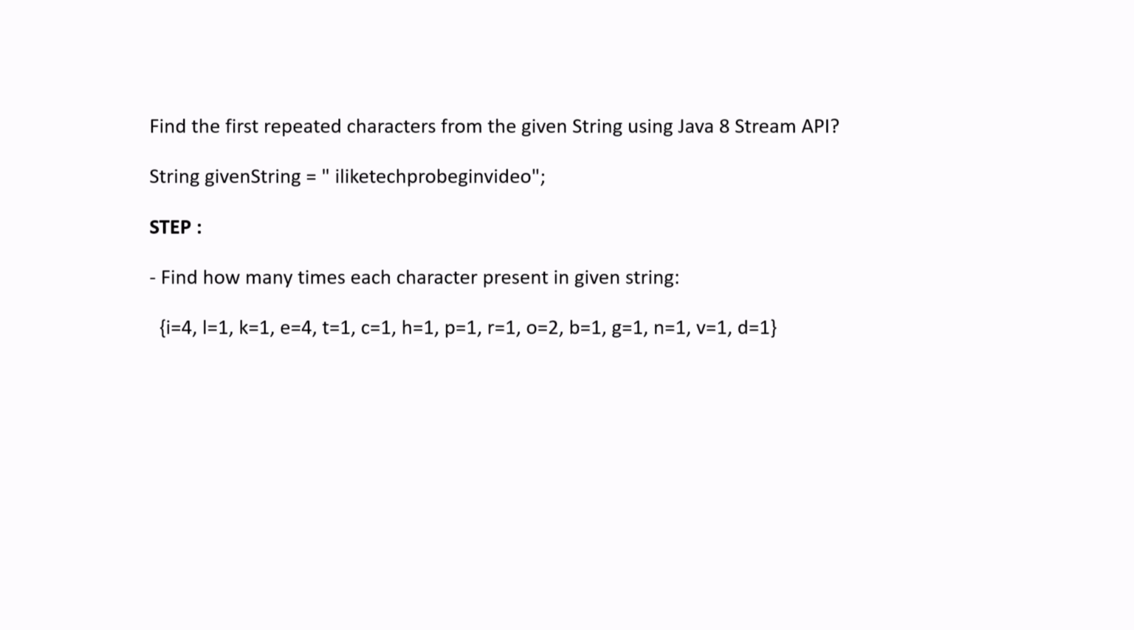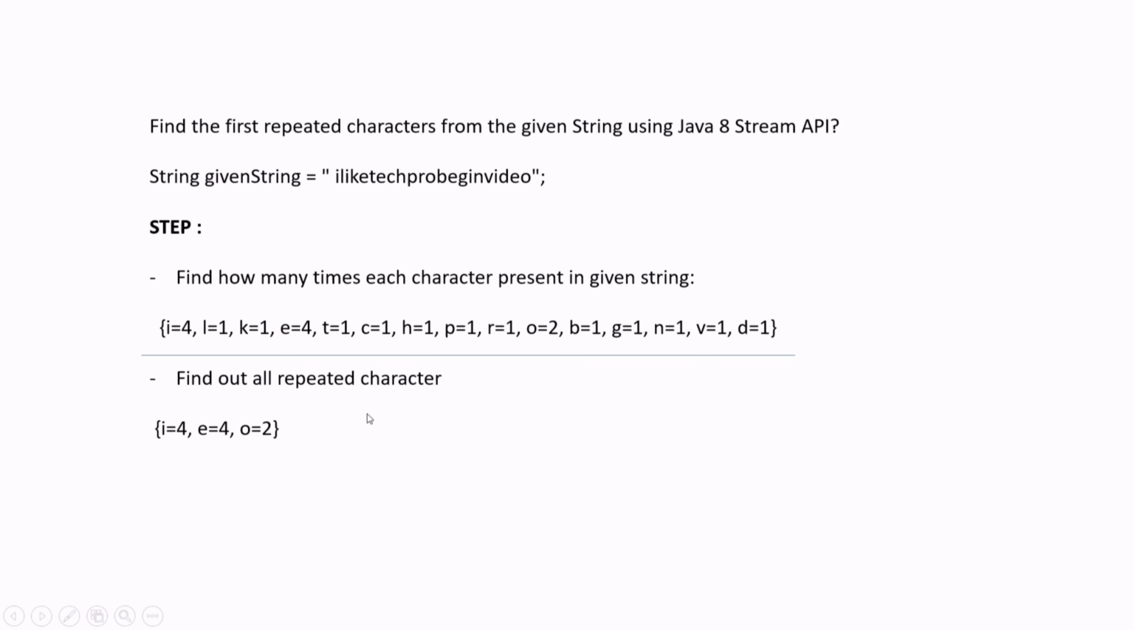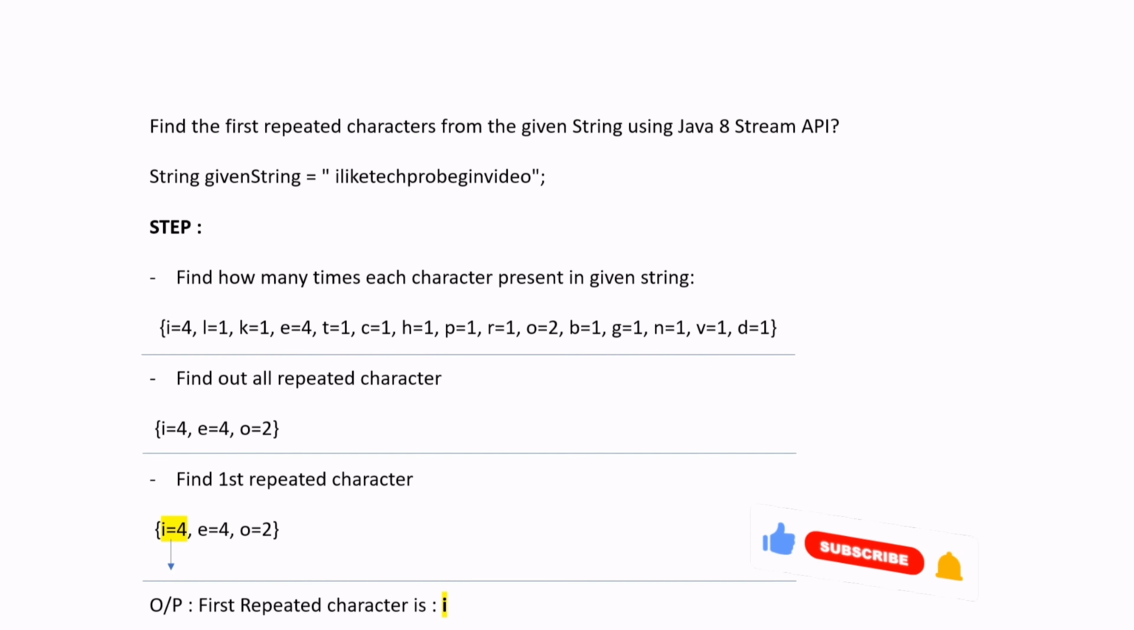For the first repeated character, in the next step we need to filter all the entries which are available more than one time. So we filter those characters. I is available 4 times, E is available 4 times, O is available 2 times. In the next step we need to find the first repeated character. Since we maintain the insertion order as in the given string, we can easily fetch the first character available in the previous list. So I is the first repeated character we expect in the result.